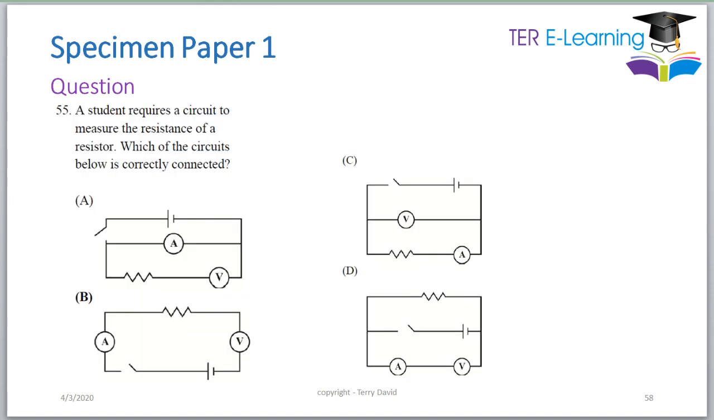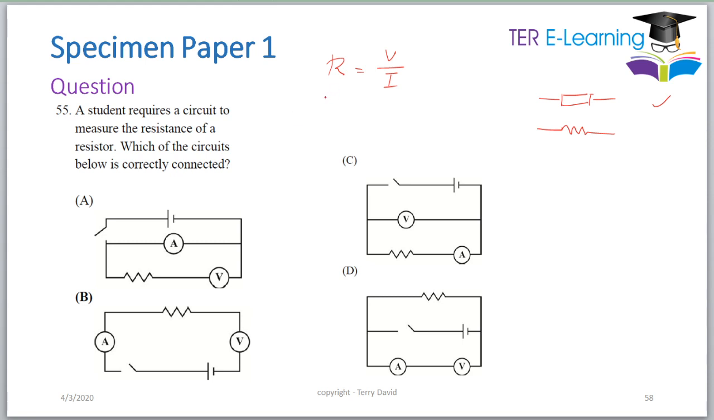Number 55. A student is required to measure the resistance of a resistor. So we need to know that resistance is equal to V over I. So we need to measure the voltage across the resistor, and we need to measure the current flowing through the resistor, right? There are two symbols that we use for a resistor, which is this, or we can have this. Most of the exam questions actually use this one. First time I'm really seeing this as a symbol here. But any one is acceptable.